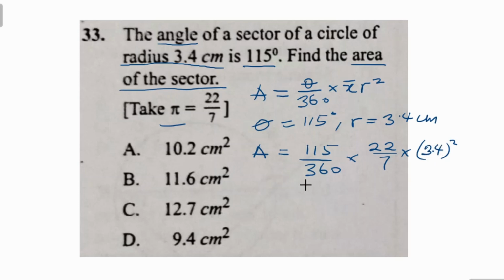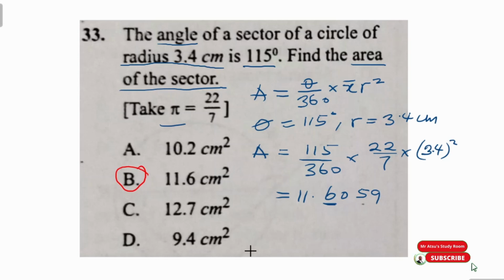Solving that with the calculator, we are going to have 11.6059. The question didn't tell us to how many decimal places, but looking at the answers here, it means to one decimal place, so we are ending it here, and the correct answer to this question is going to be option B, 11.6 square centimeters. Let's move on to the next question.